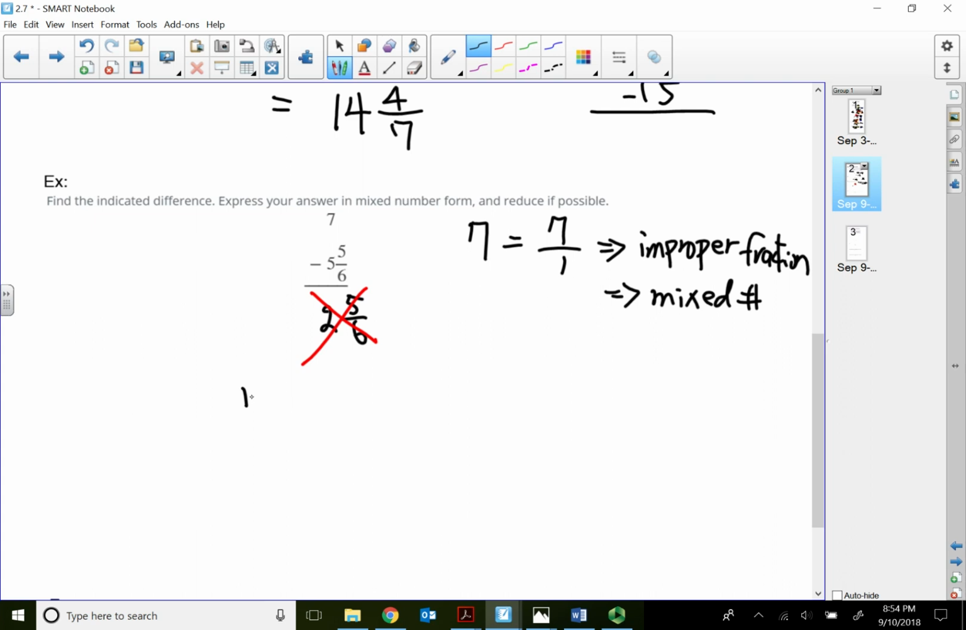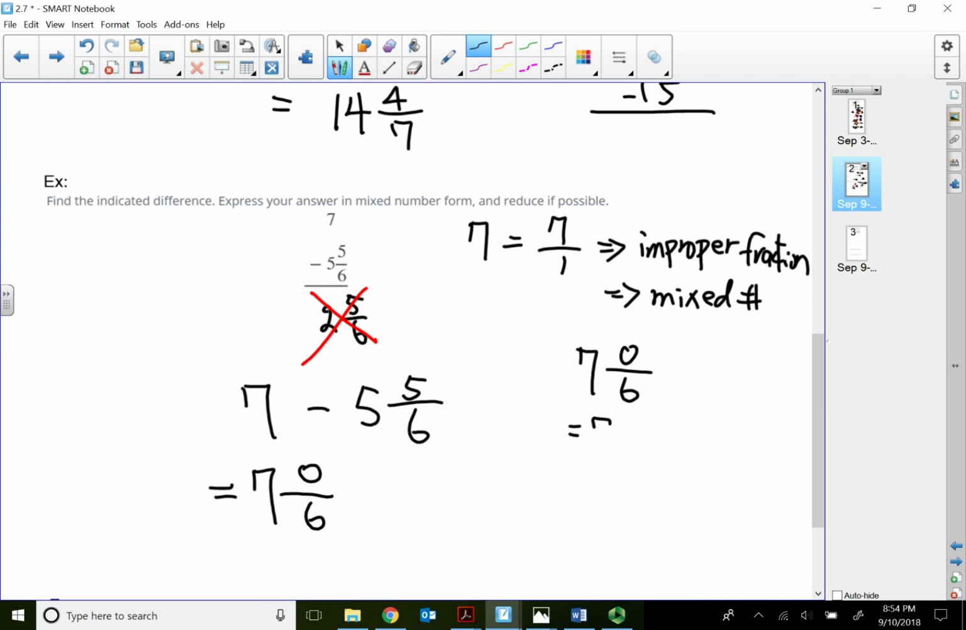So technically, this 7 minus a 5 and 5 over 6. This 7 is technically 7 and 0 over 6. Why do I pick 6 in the denominator? Because the LCD of these two fractions is 6. But why do I put a 0 on top? Well, I put a 0 on top because 7 and 0 over 6 means 7 plus 0 over 6. And what is 0 over 6 anyway? 0 divided by anything also means 0. So 7 plus 0 is still equal to the same 7 that I'm starting out with.